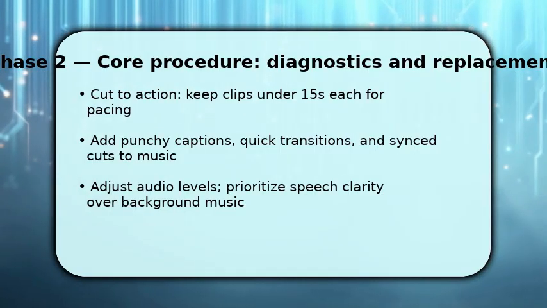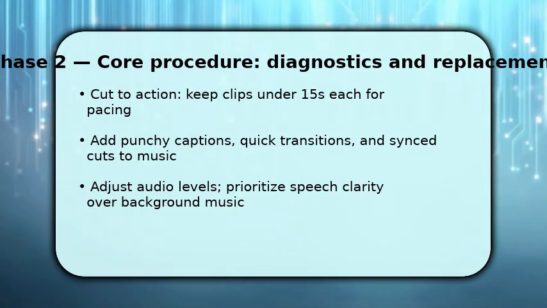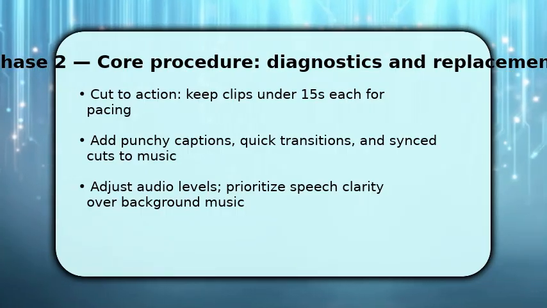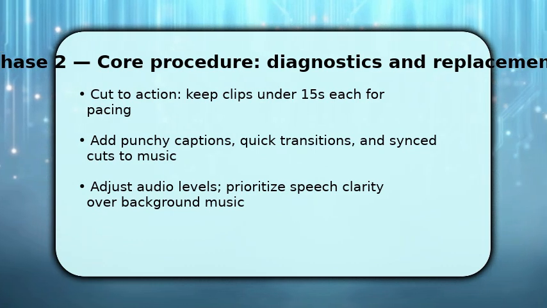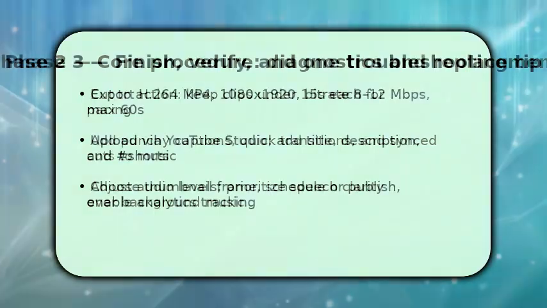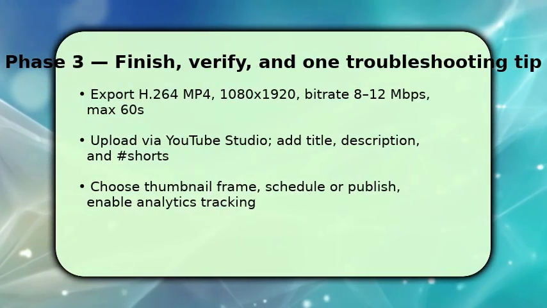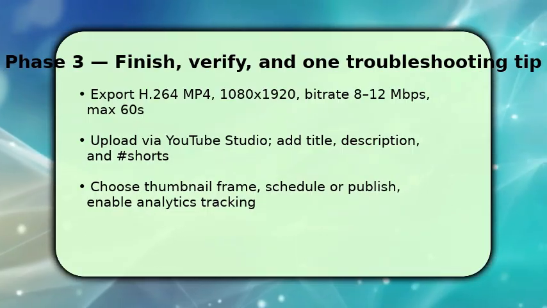Once captions are in, fine-tune color, stabilize shaky shots, and balance audio using normalization and ducking so speech stands out. Export a test render and review full screen before finalizing. Finish by exporting with H.264 at 1080x1920 and a moderate bitrate for sharp, small files. Keep it under 60 seconds.